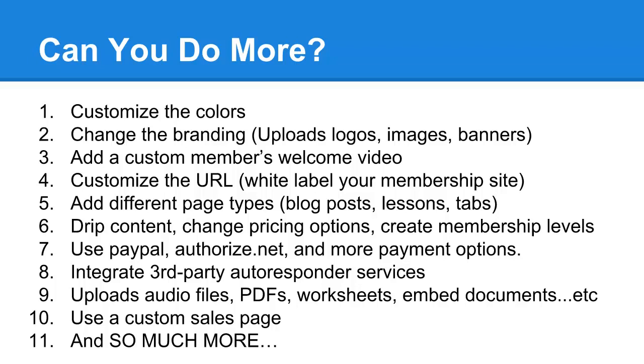You can add different page types, whether it's blog posts, lessons. You can even create custom tabs. You can drip content, change the pricing options. You can do monthlies, yearlies, trials, and so on. One-time offers. You can even create membership levels. Number seven, you can use PayPal, Authorize.net, and other payment options. Number eight, you can integrate third-party autoresponder services like GetResponse, MailChimp, Infusionsoft, and so on. Number nine, you can upload audio files, PDFs, worksheets. You can embed documents and do much, much more. Number 10, you can use a custom sales page. And 11, you can do so much more than what I showed you.